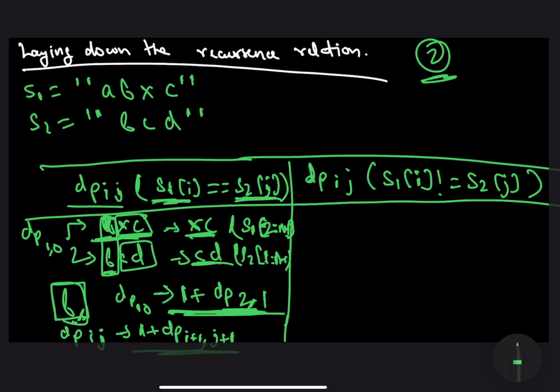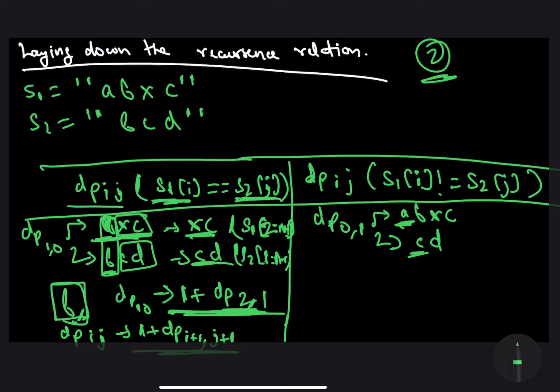Now let's try to understand the other part where s1 i is not equal to s2 j. So the other part of the recurrence relation will be something like this. Let's have another example to understand this. Let's say I want to compute dp of 0 comma 1 in this case. So dp of 0 comma 1 will correspond to abxc and cd. In these two cases, this a over here and this c over here are not matching. Since these two characters are not matching, they will definitely not be included in the longest common subsequence.